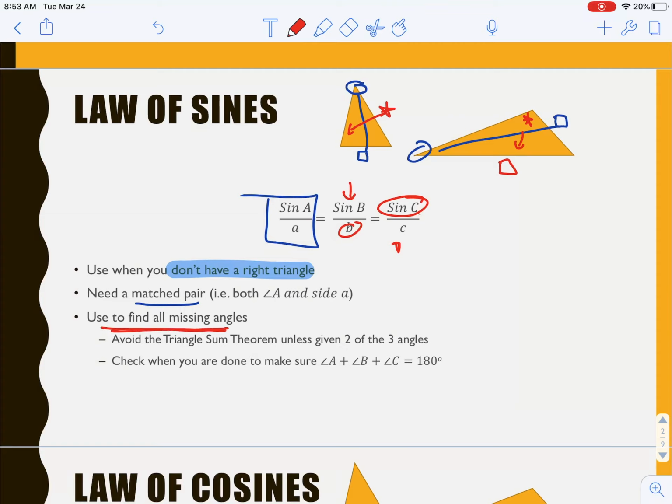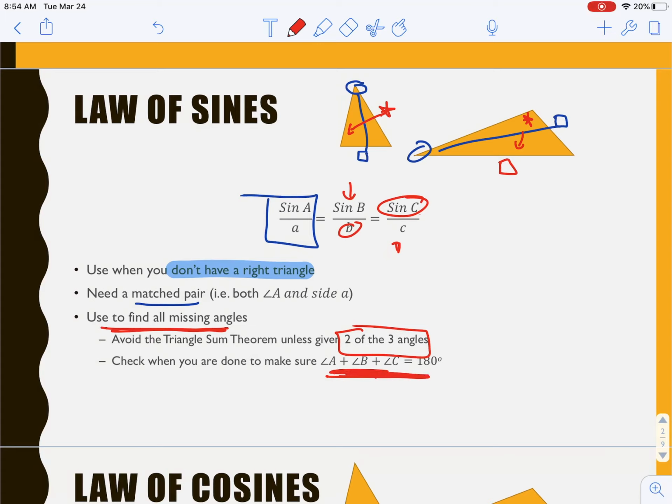Use this formula to find all of your missing angles. Avoid the triangle sum theorem unless they give you 2 out of the 3 angles right away. If they give you a triangle and they tell you that one of the angles is 80 and another one is 70, you can be confident that the last one is 30. Don't worry about it there. But if you've only been given one angle and you're being asked to find the additional 2, use the law of sines to find all 3.